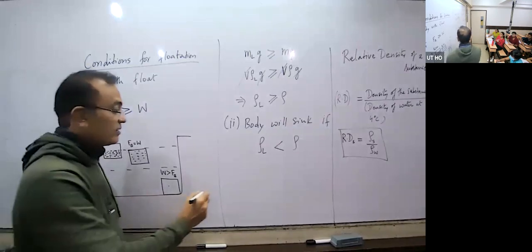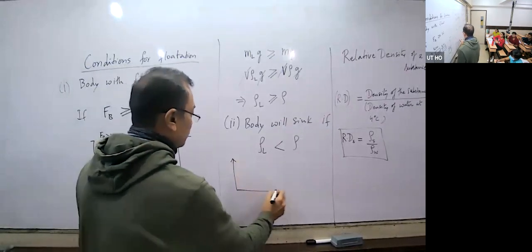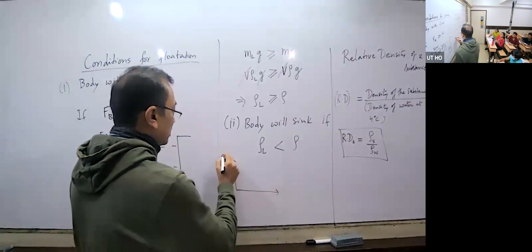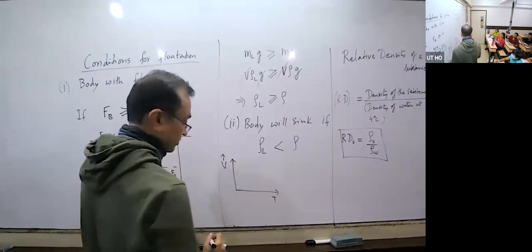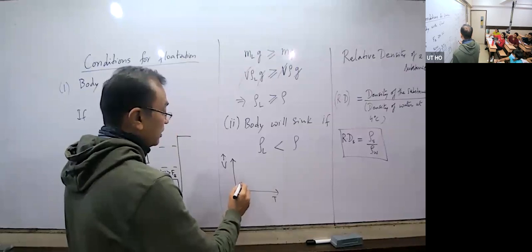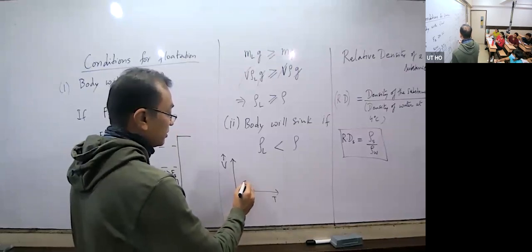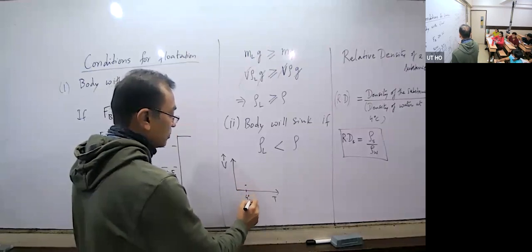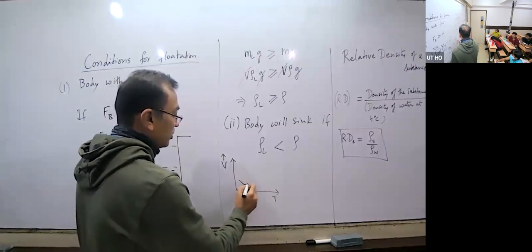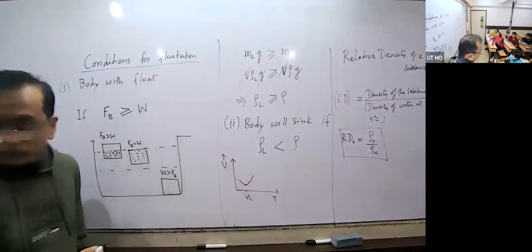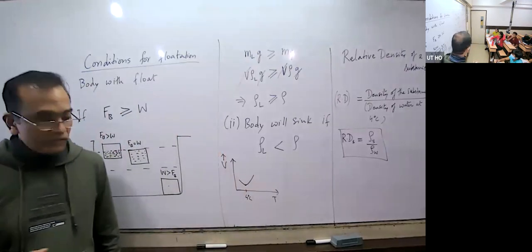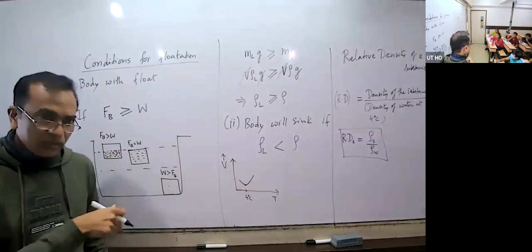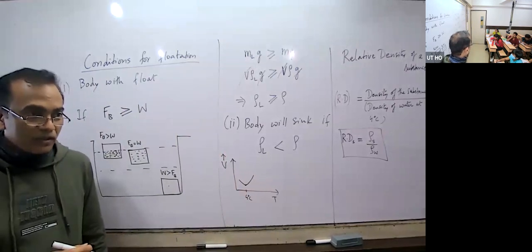So it's like this. If you draw a graph of volume versus temperature, the volume of water is minimum at 4 degrees, and beyond that it increases. Okay, you must have studied it in chemistry. We will study it again in the heat chapter, anomalous expansion.